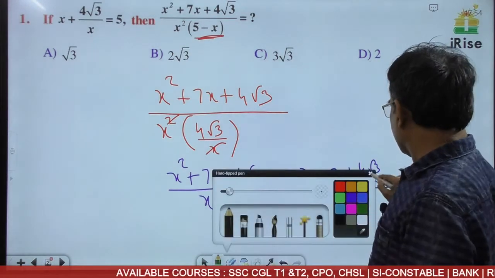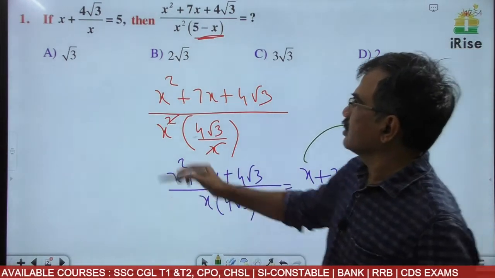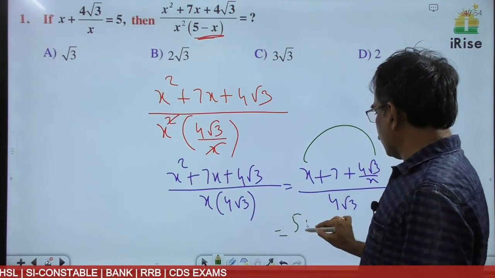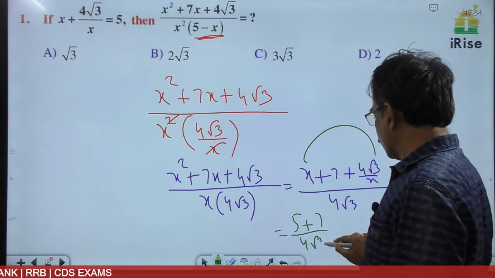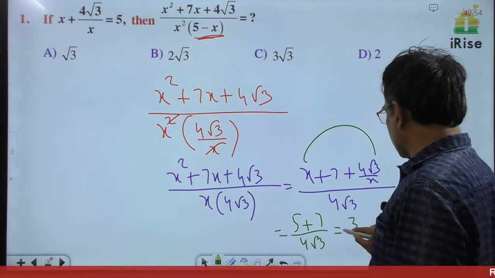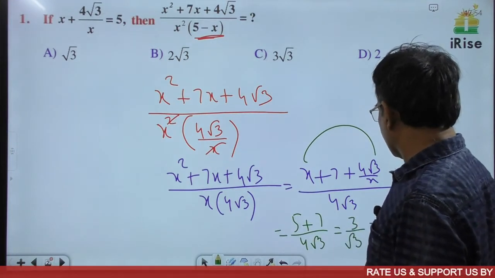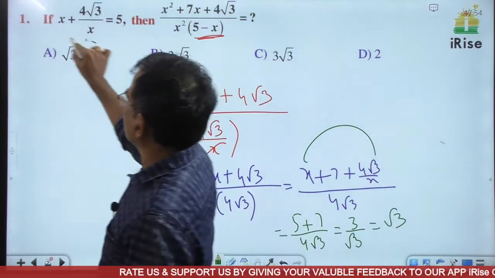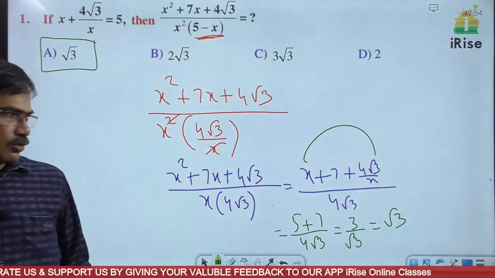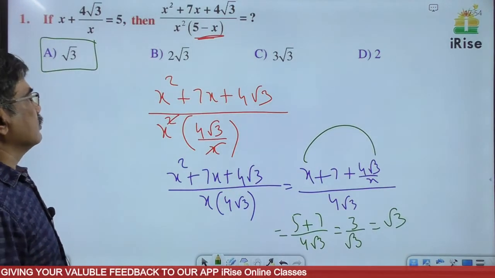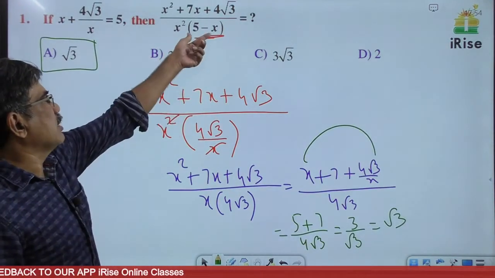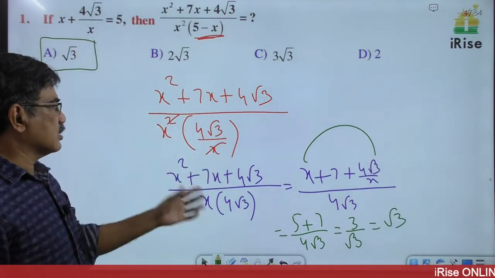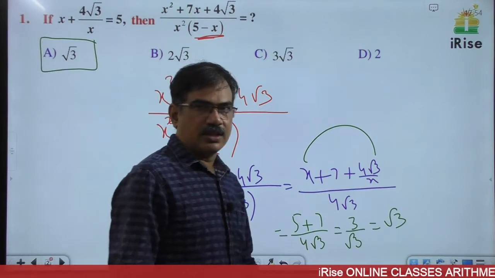So what is the value of these two? x plus 4 root 3 by x is equal to 5. So this is nothing but 5 plus 7 by 4 root 3, that is 12 by 4 root 3, nothing but 3 by root 3. Okay, 3 by root 3 is root 3. So the answer is root 3 for this question. Just 5 minus x is replaced by 4 root 3 by x, then we get the answer. Next question.